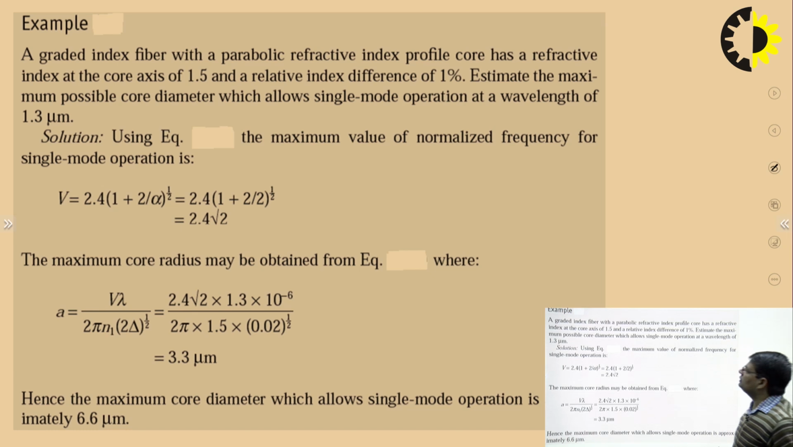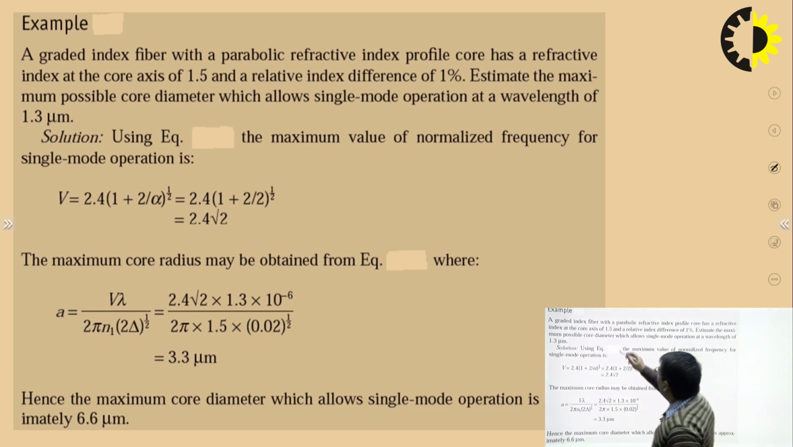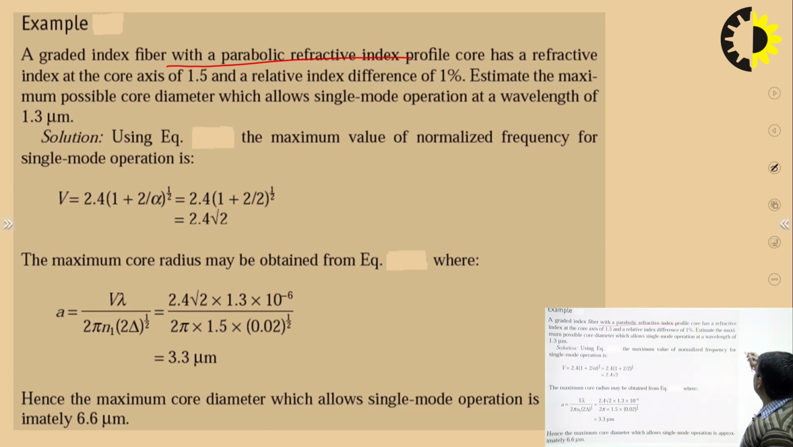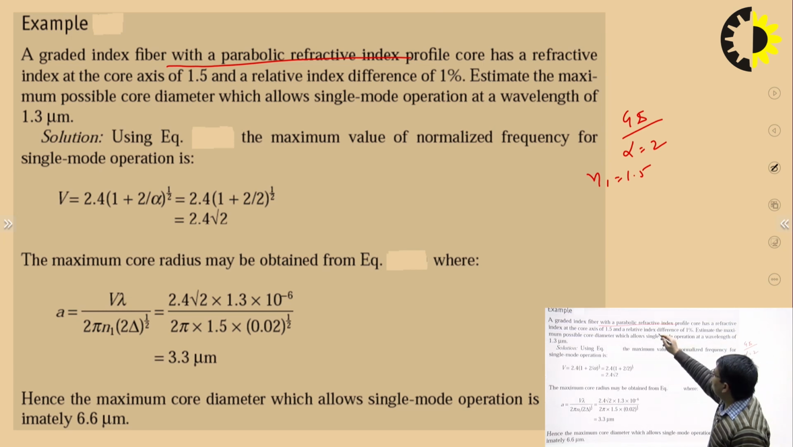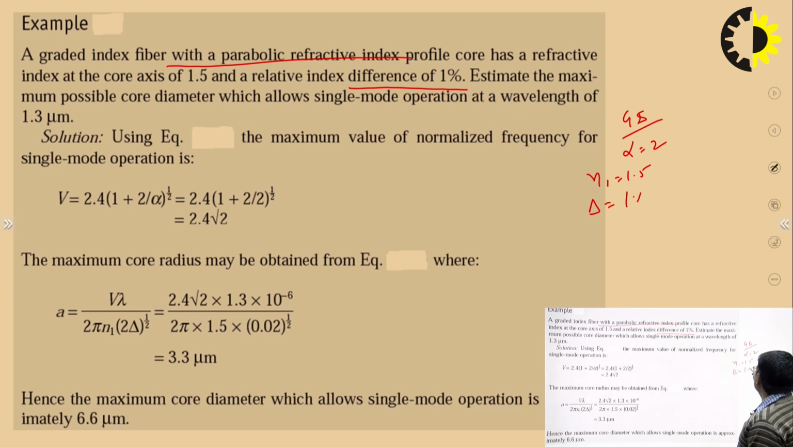Another numerical is there. We have a graded index fiber with a parabolic index profile. Again we have graded index fiber, parabolic profile means alpha equal to 2. We are given the refractive index at the core axis as 1.5, that means n1 equal to 1.5. Then we are given the relative refractive index difference delta equal to 1%, that is 0.01.